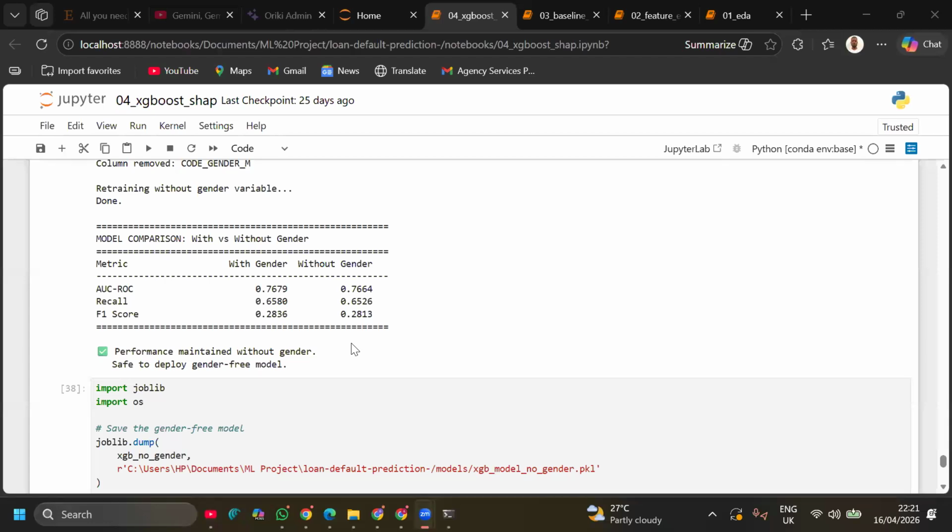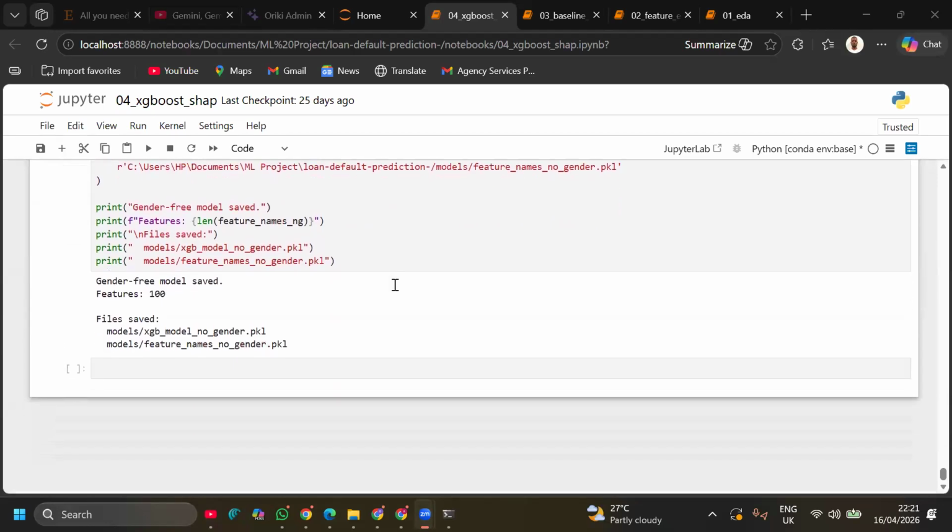Looking at the AUC-ROC analysis, with the gender we have 76.79. That is, it's catching default by 76.79. Without the gender column being included, we have 76.64. So there is no significant difference. So we can't say that, oh, whether you are a male or a female, you will actually default. Looking at the recall also, we have 65.8% with the gender and 65.26% without the gender.